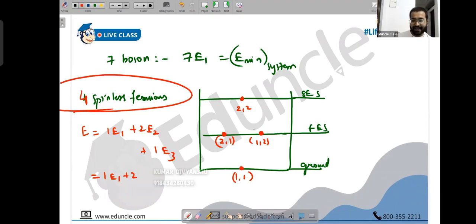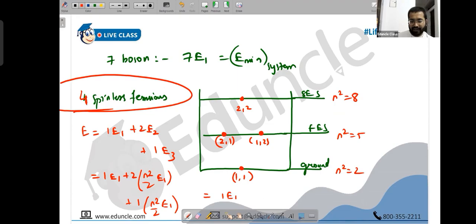So 1 E1, and then we have 2 electrons in the first excited state, so 2 E2. What is E2, by the way? n square by 2 times E1 you can write, and similarly the last one also you can write n square by 2 times E1, but you have to write the respective n square. Here the n square is 2, here the n square is 5, and here the n square is 8. So substituting respectively, we have 1 E1 plus 2 gets cancelled, 5 E1 plus 8 upon 4, that's 4 E1. Absolutely, the answer is 10 E1. Take your time, understand and write.